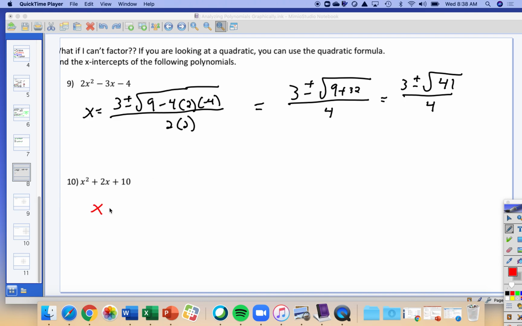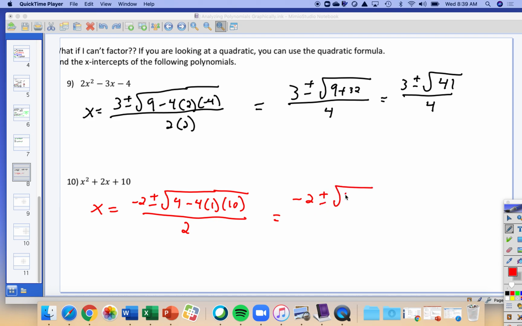So I have x equals negative b plus or minus the square root of b squared minus 4ac all over 2. Now when I simplify this, I get negative 2 plus or minus the square root of 4 minus 40 over 2. We have an issue here, because I have negative 2 plus or minus the square root of negative 36 over 2. When you get a negative value in the radical, it's called the discriminant. If the discriminant is negative, we don't have real solutions.